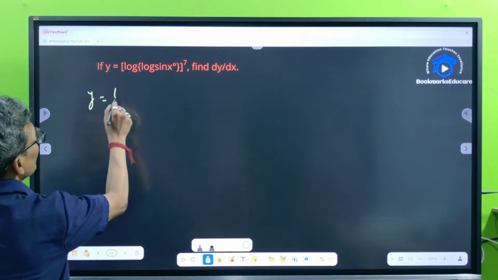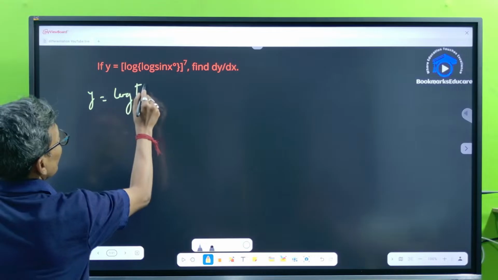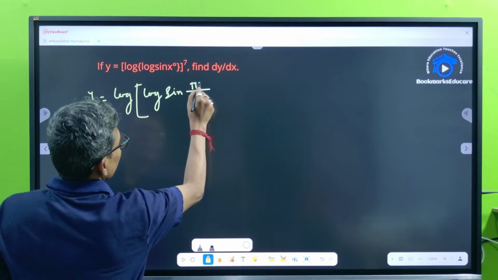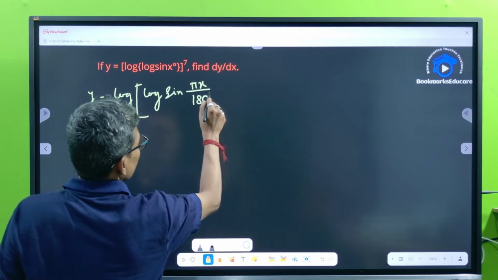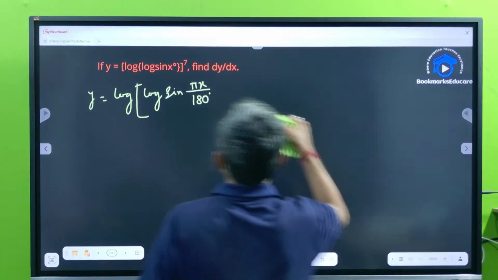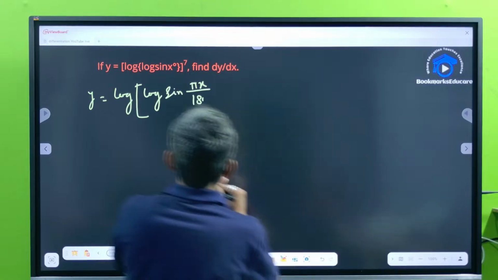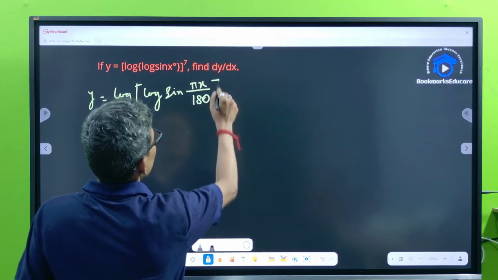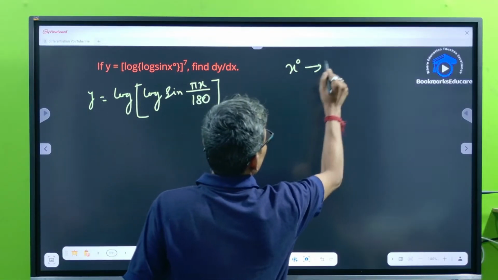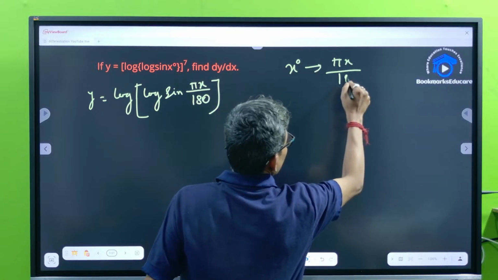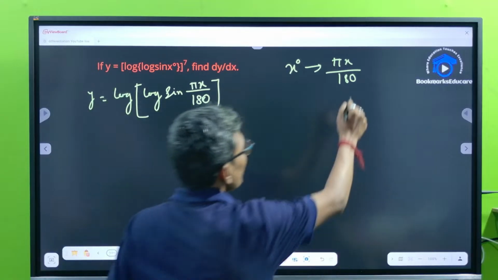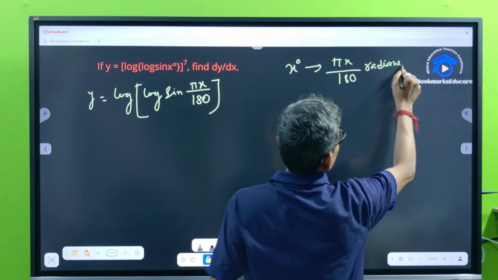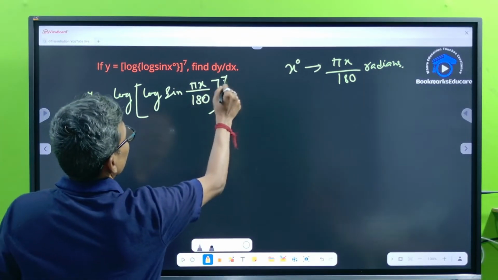So y is equal to log of sine pi x by 180, because x degree changes to pi x by 180 radian, so we don't need to write radian. So whole to the power 7.